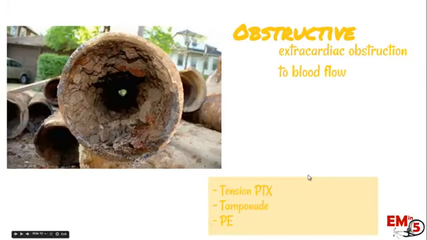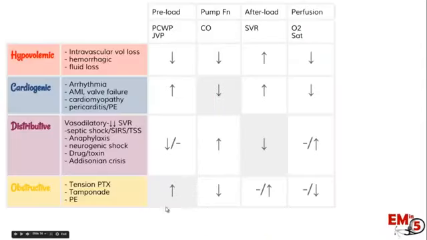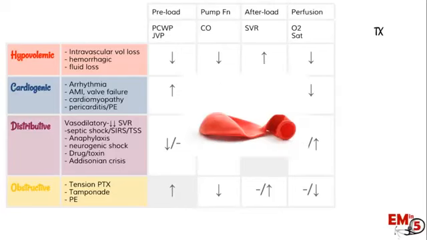Now, obstructive is probably the hardest one to remember. This is where you have an extra cardiac obstruction to your blood flow. So your heart's working fine, but it's pumping and pumping and it can't really move the blood forward. Things to think about here are tension pneumothorax, tamponade, or a PE. Here we're going to see an increase in the preload because your heart's pushing and pushing and can't really move the blood forward. So you might see an elevated JVP, for example, and your pump function in general is going to be down.